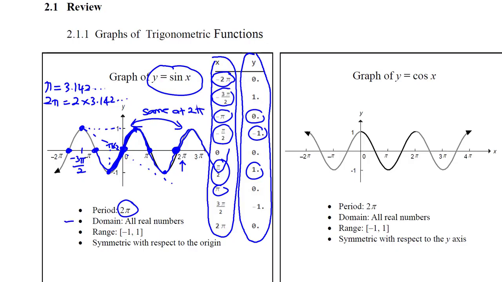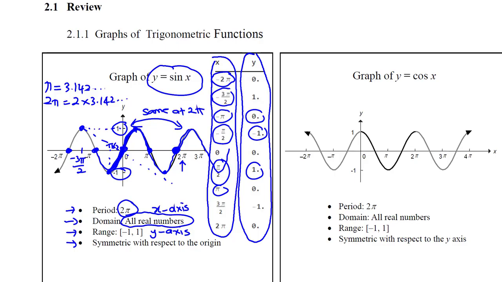And then the domain. The domain is all real numbers. The domain is the x-axis, so you see the values on the x-axis are all real numbers. And then the range is the y-axis. You see here, this is negative 1 and then 1, so the range is negative 1 to 1. And this graph is symmetric with respect to the origin.